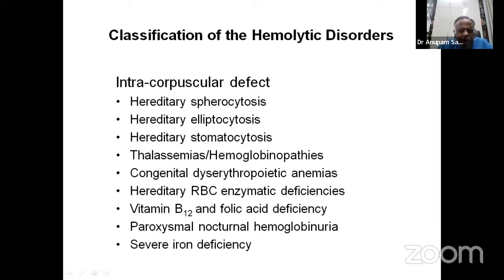A classification, as I said, of intracorpuscular defect is hereditary spherocytosis, elliptocytosis, stomatocytosis, thalassemias, hemoglobinopathies, CDA, hereditary RBC enzymatic defects, B12 and folic acid deficiency, PNH, etc. And don't forget that severe iron deficiency can also cause hemolysis.